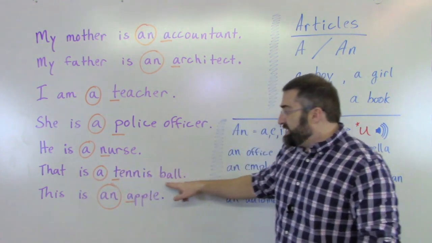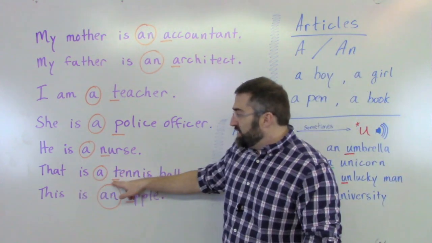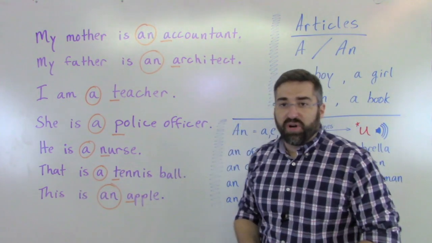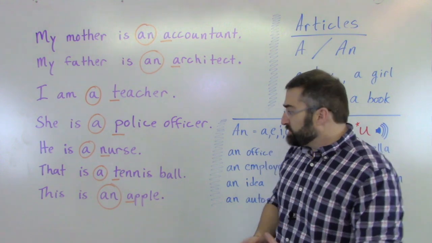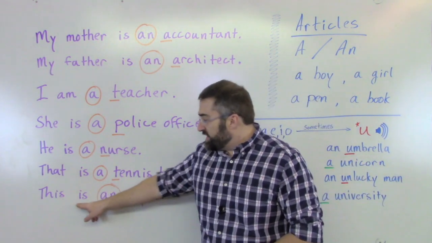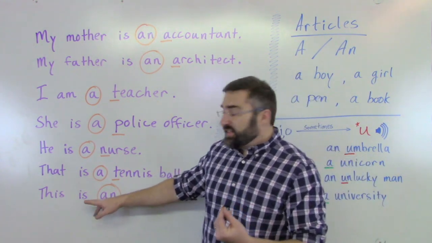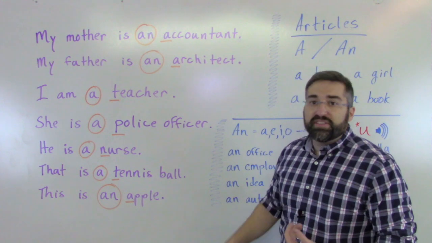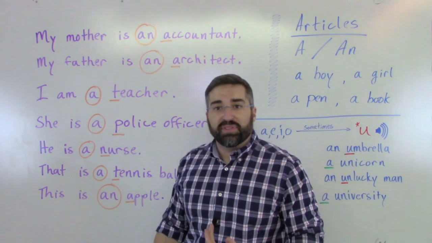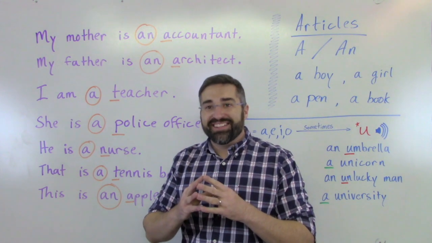That is a tennis ball. That's a, right? That's a tennis ball. This is an apple. This is, right? Our sound there, this is an apple. Okay, it all goes together like that.